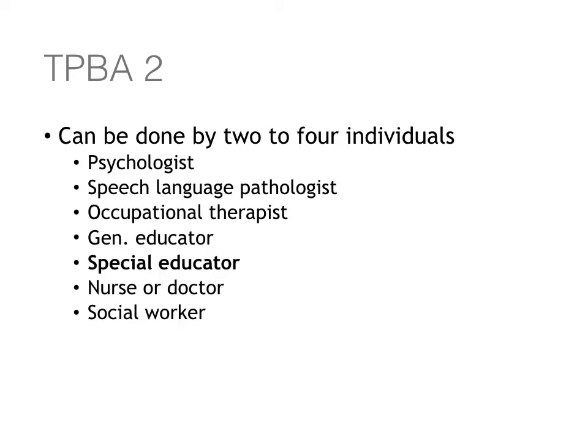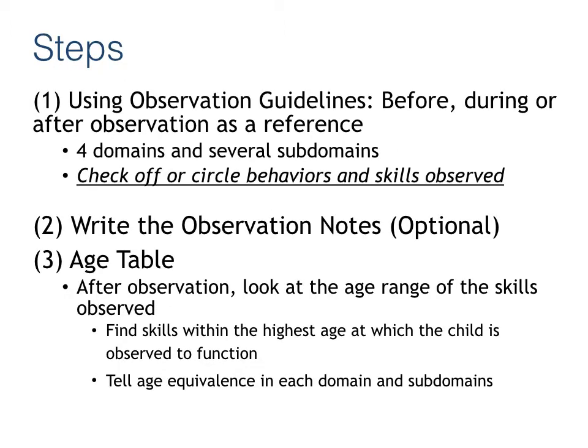TPBA 2 evaluation can be done by 2 to 4 individuals such as psychologists, speech therapists, occupational therapists, general educators, special educators, nurses or doctors, and or social workers. Now let's talk about how to use this measurement. There are several steps and materials you have to use.